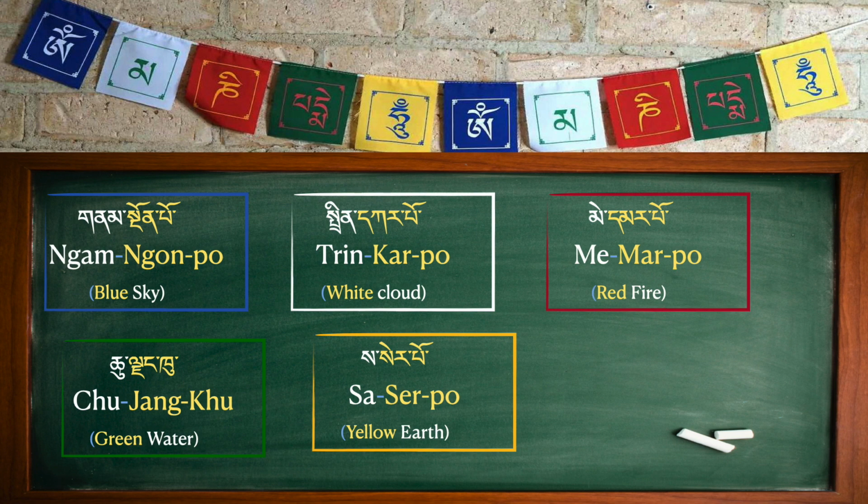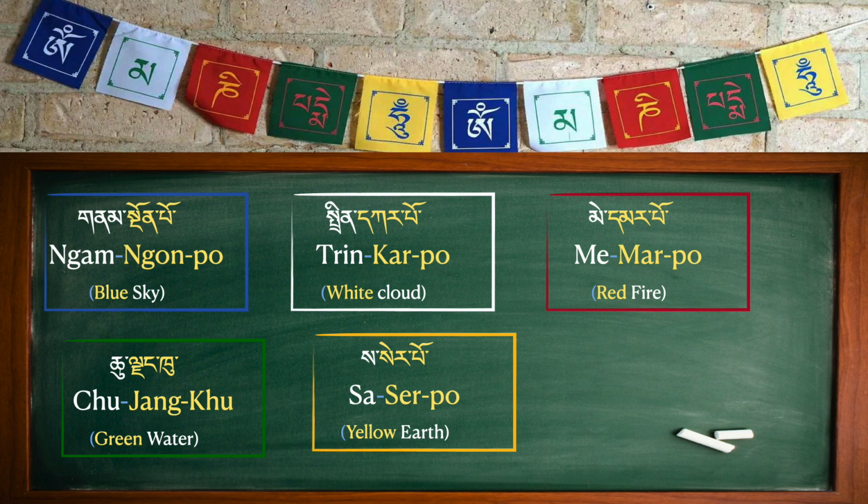Nam is the substantive for sky, and the adjective ngun po, that is blue. So the blue ngun po appears after the substantive nam, that is sky. So we have blue sky, that is nam ngun po.